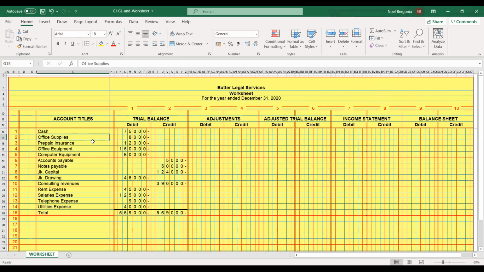So what does it mean? In your recording, kung nag-record ka nitong Butter Legal Services in the journalizing and posting process, at merong office supplies na 8,000, malamang sa malamang, we have used the asset method. So kung asset method yung ginamit kasi ang binigay na account is office supplies here, what is the adjusting method that we're going to use? Of course, you are correct, we will be using the asset method.